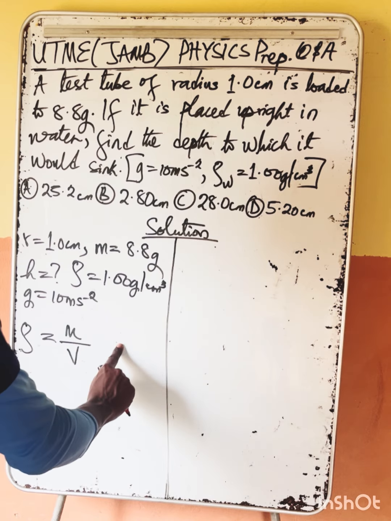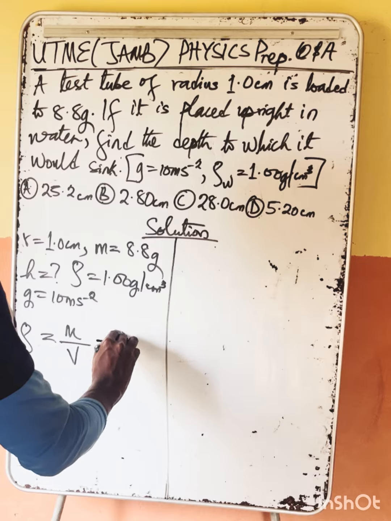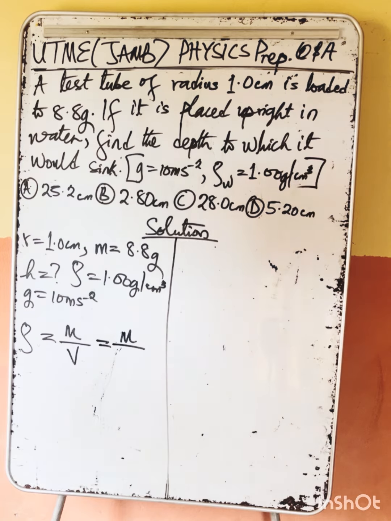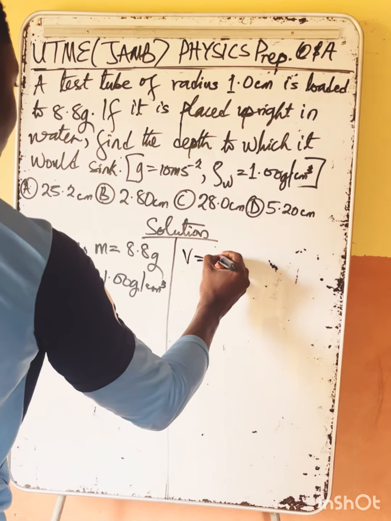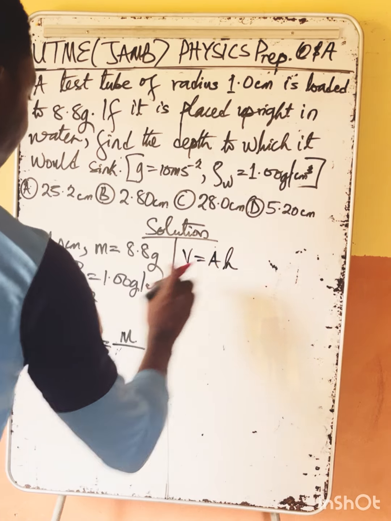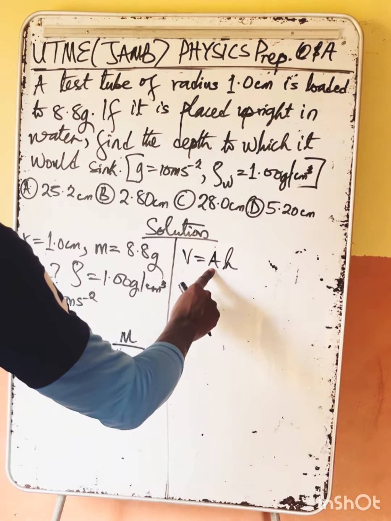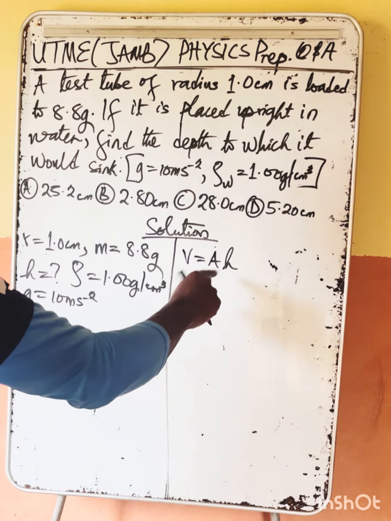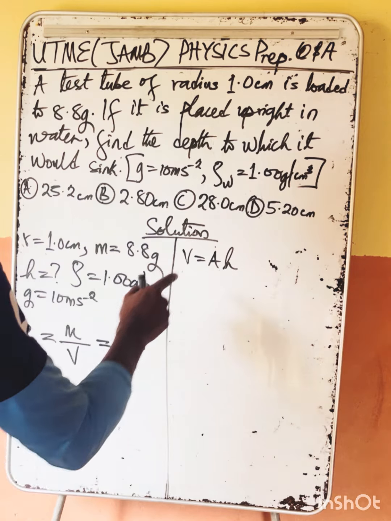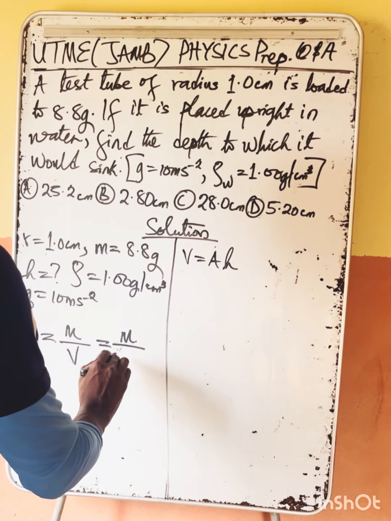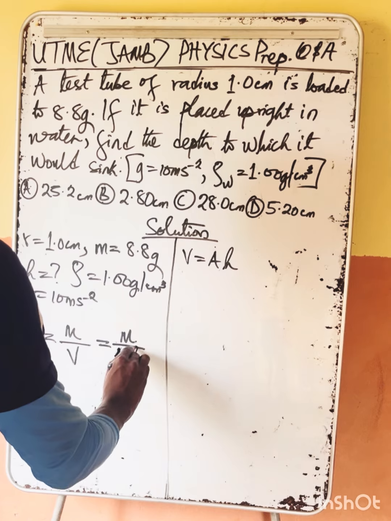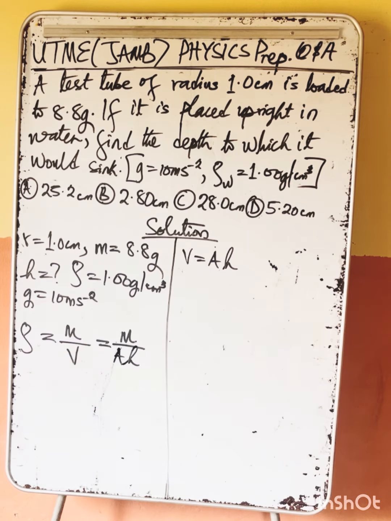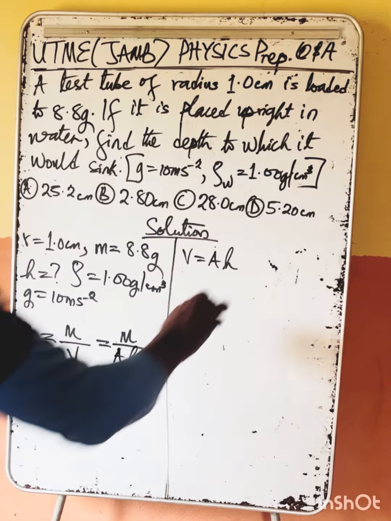By dimensional analysis, we must know that volume is also equal to area times the depth. Why? Area is two-dimensional, while depth is one-dimensional, so together they make it three-dimensional like volume. So for that reason, this formula will now change to rho equals m over A h, where A is the area and h is the depth at which we are to get.